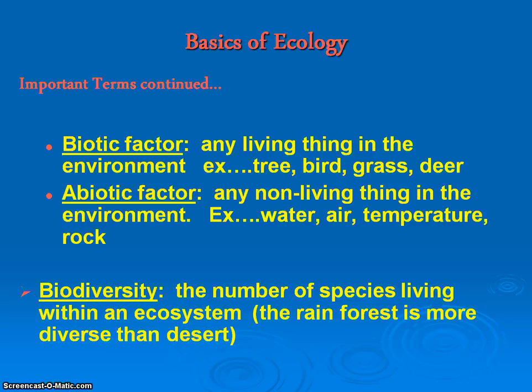Roughly 75% of the biodiversity on the planet is found in the rainforest, the different types of trees and plant species mixed in with the animal species. So the greater the biodiversity, the more health you have within that ecosystem, and that ecosystem is able to flourish because of that.